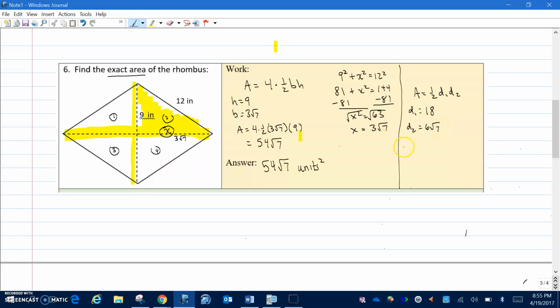Now, if I use the area formula for a rhombus, I have 1/2 times 18 times 6 root 7. A half times 18 is 9. 9 times 6 is 54. So again, we have 54 root 7 units squared.